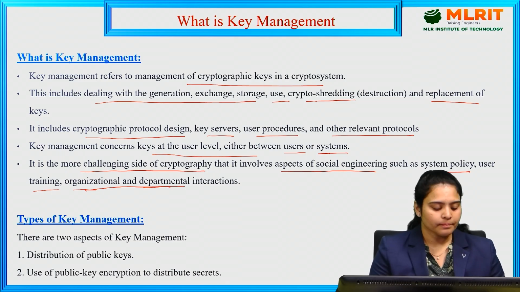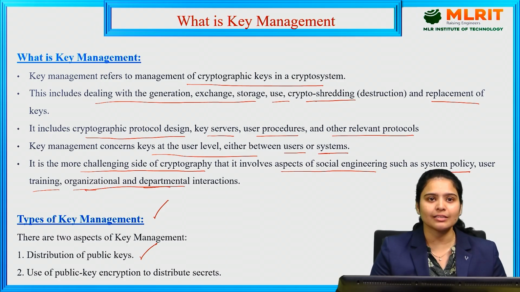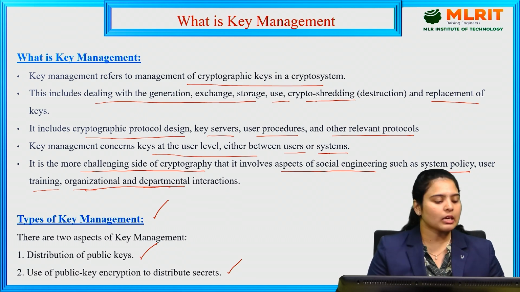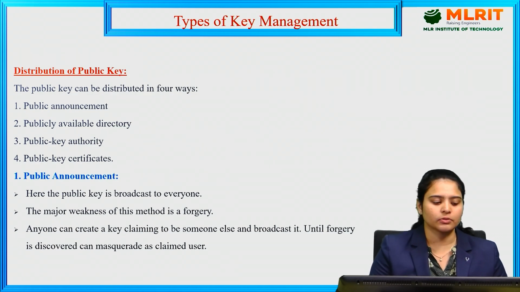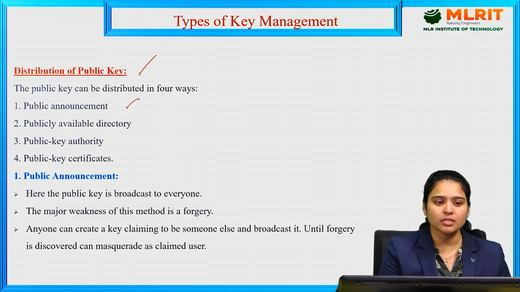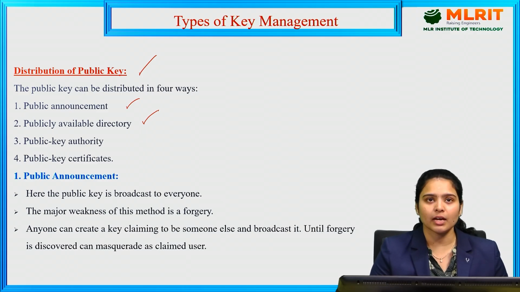There are two types of key management. One is distribution of public keys, and the second is public key encryption to distribute secrets. Whatever secrets exist between the users and the systems fall under these two types of key management. Coming to the first type, distribution of public keys, it can be done in four ways: the public announcement process, the publicly available directory process, the public key authority process, and public key certificates.